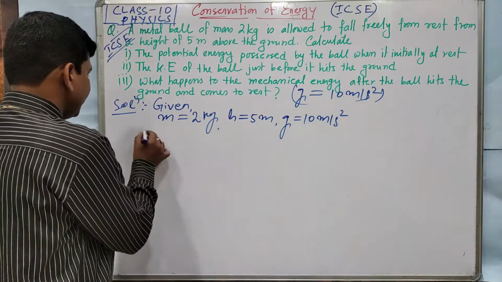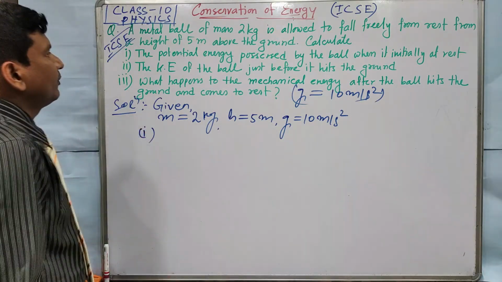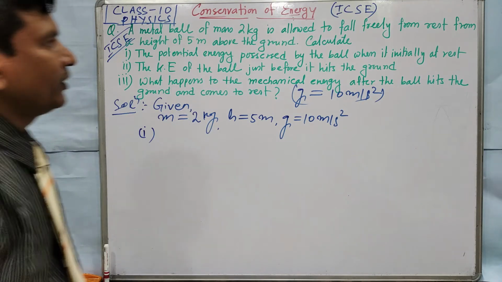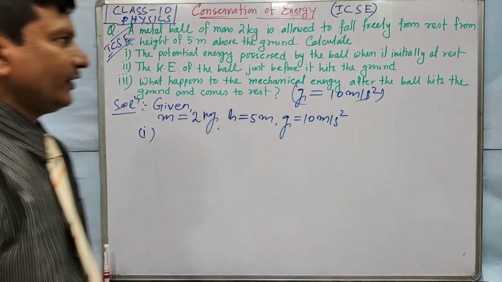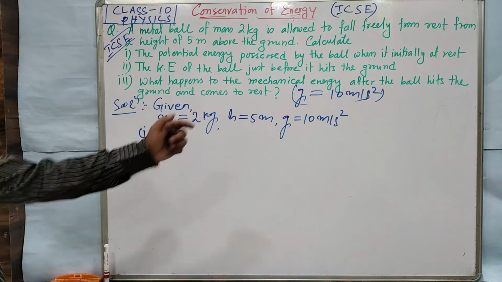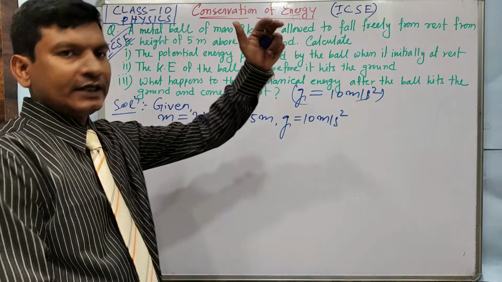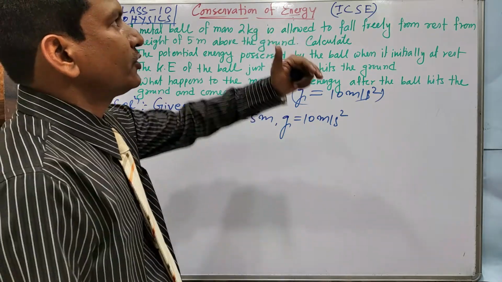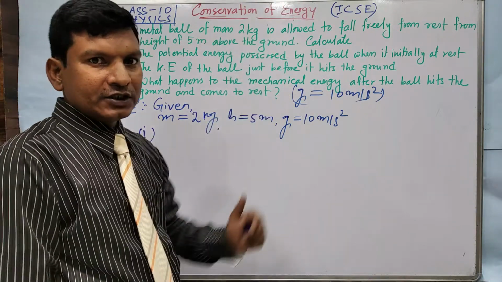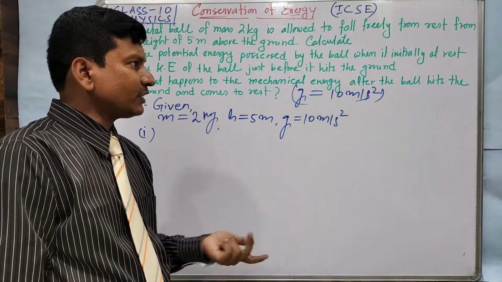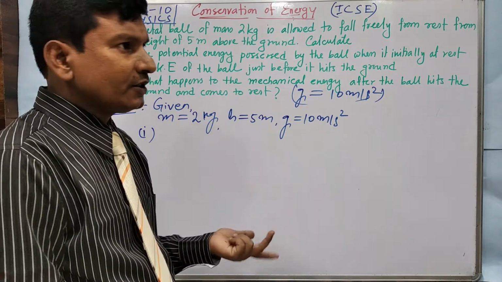So now what are we going to find? Number 1, the potential energy possessed by the ball when it is initially at rest. Whenever the ball was at rest, where was it? It was at a height above the ground. So at that moment what type of energy was it having? Potential energy. So what is the expression of potential energy? U is equal to mgh.